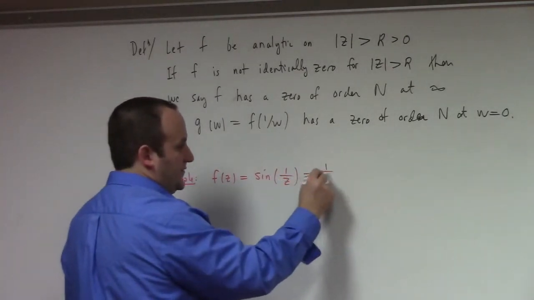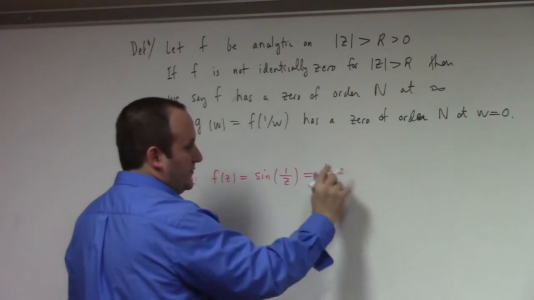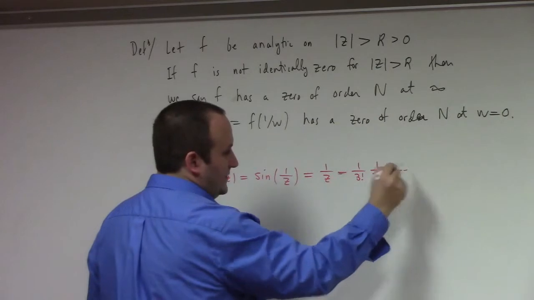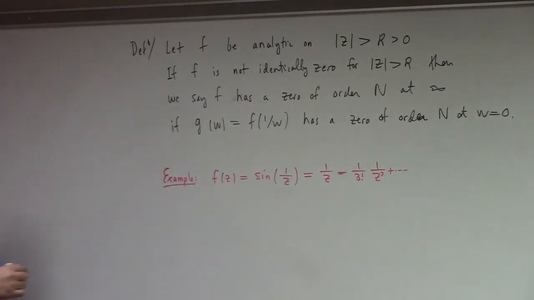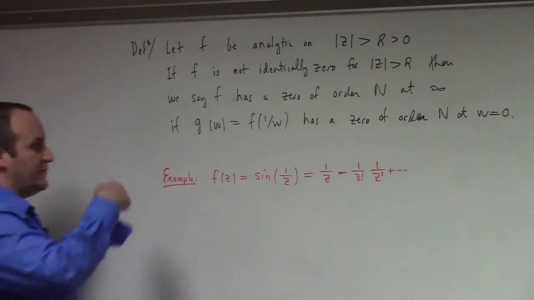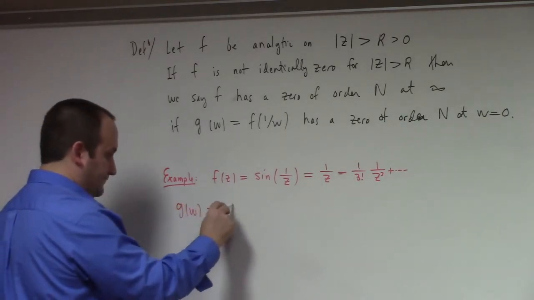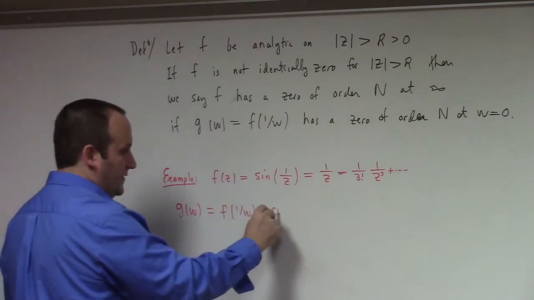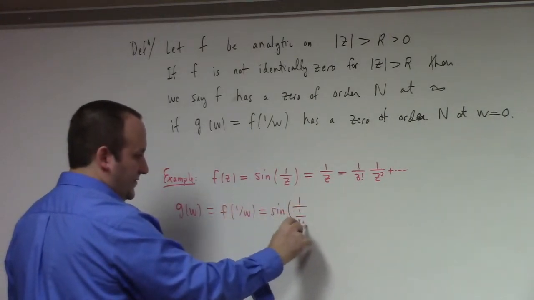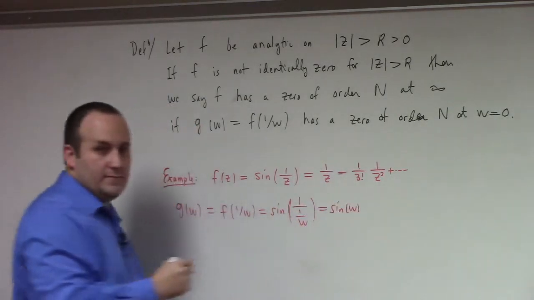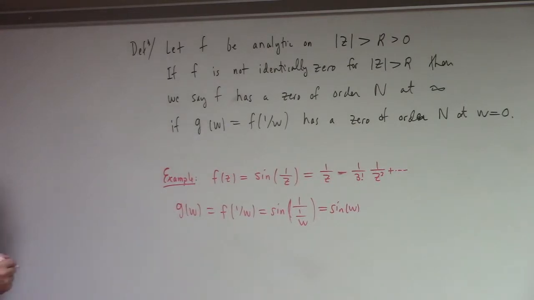Basically this is 1 over z minus 1 over 3 factorial, 1 over z cubed, plus dot dot dot. So it looks to me like this is going to be something with a 0 of order 1 at infinity. It's a simple zero. But let me run through the definition. So what's g of w for this one? f of 1 over w is sine of 1 over 1 over w, which is sine w, right? And that has a simple zero at w equals 0.